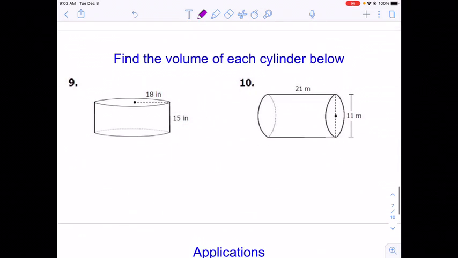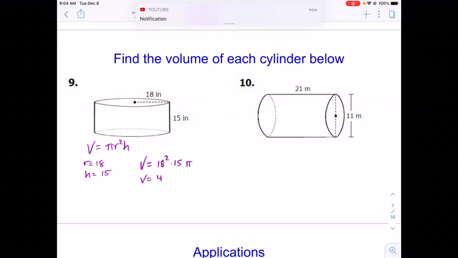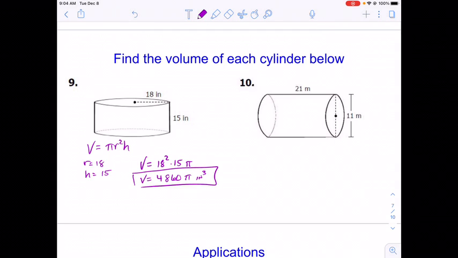So let's look at this. Once again, volume, we're going to write down our formula, which is going to be pi r squared h. So our radius in this problem is going to be 18, and our height is equal to 15. So volume is equal to 18 squared times 15 pi. Your homework may say leave this in terms of pi, which means you're not going to calculate it. We're first just going to put in 18 squared times 15. And that's going to give us 4,860. And we're going to just bring down the pi here, and this would be cubic inches. So that's one answer. That's the exact answer. Nothing's rounded off. We've got it in terms of pi here.